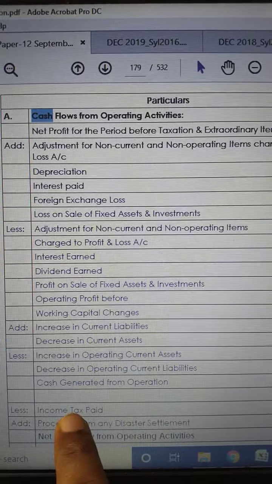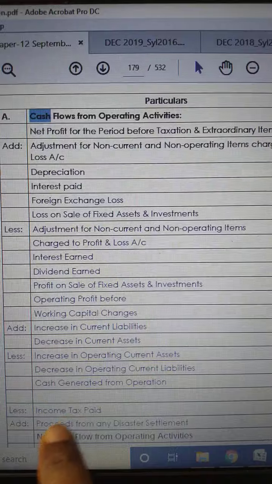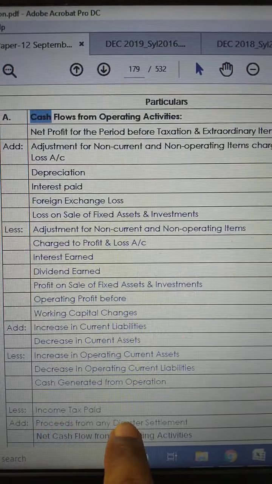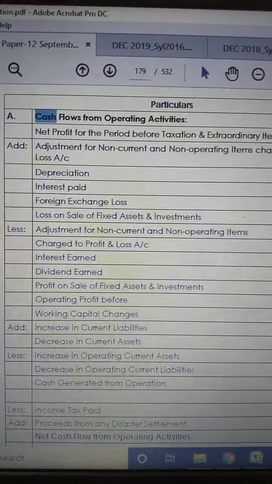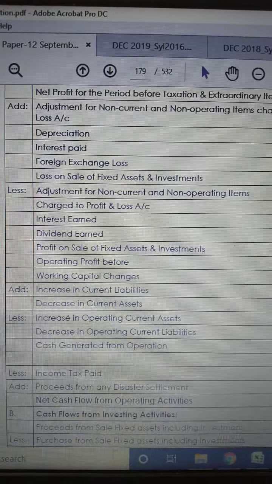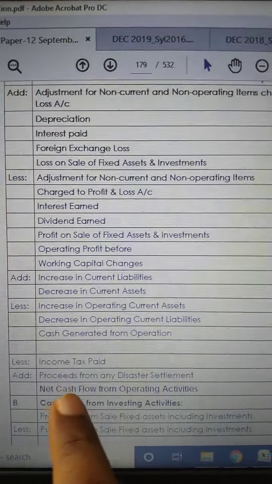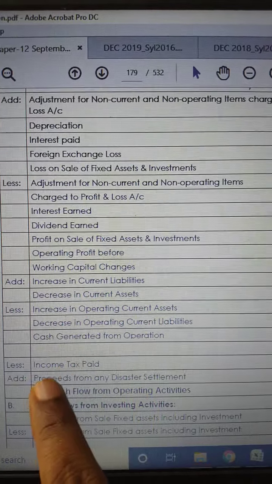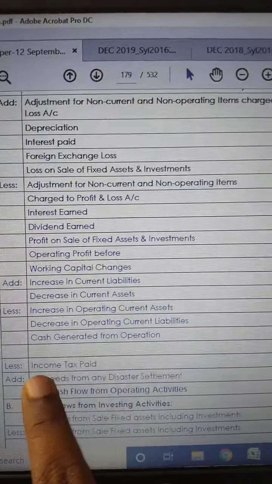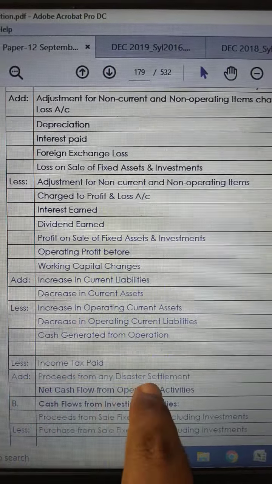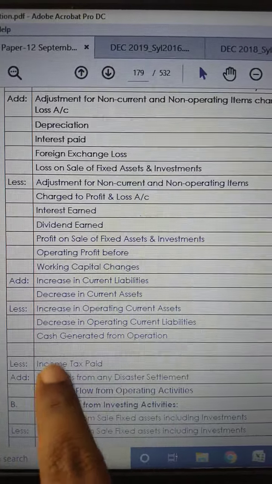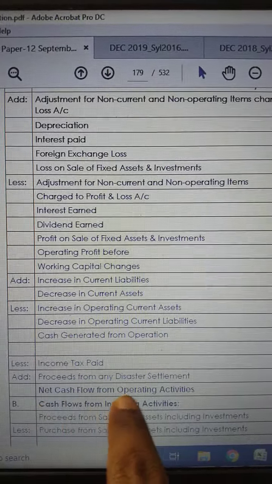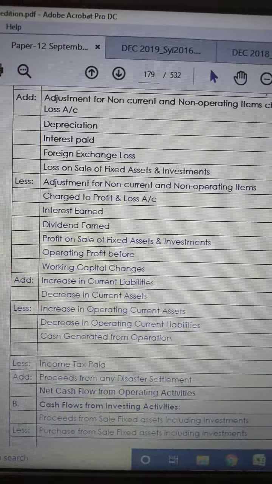From that figure, you deduct income tax paid. Then any proceeds from disaster settlement, insurance claim: if you got any money from insurance, then add it. If you receive any government grants, add it. If you refund the government grant to the government due to non-fulfillment of conditions, then deduct it, not add. If anything is an outflow, deduct it. If anything is an inflow, add it. Okay. After doing this, net cash flow from operating activity will come.